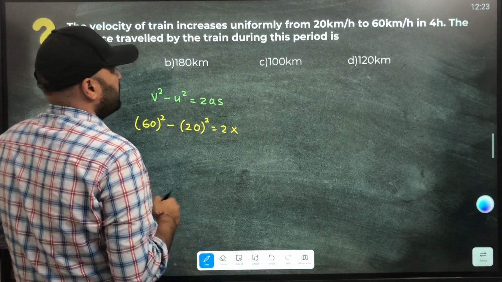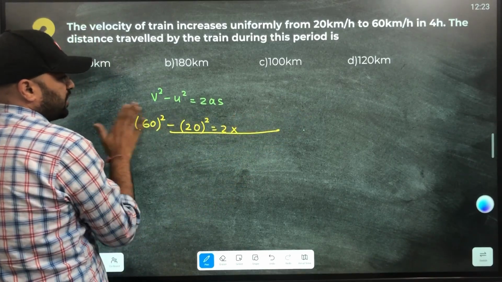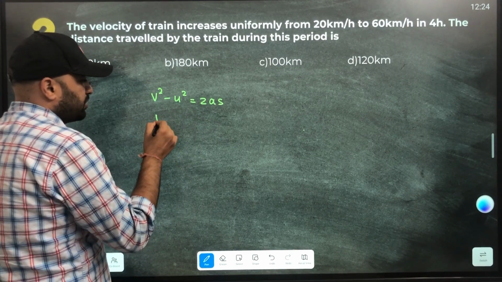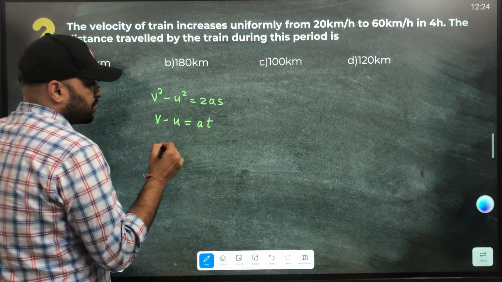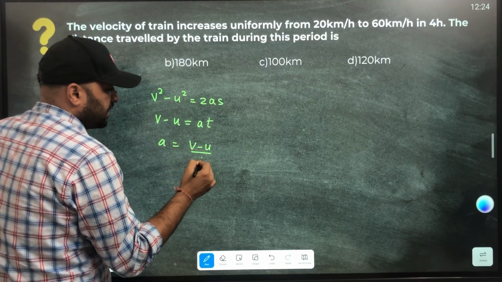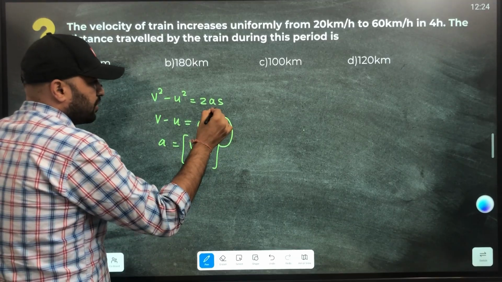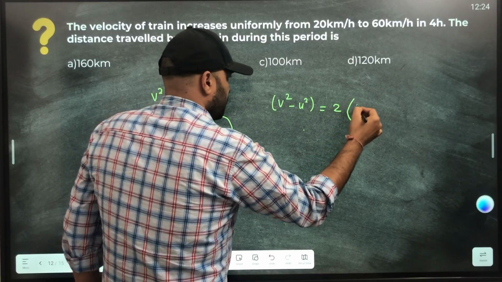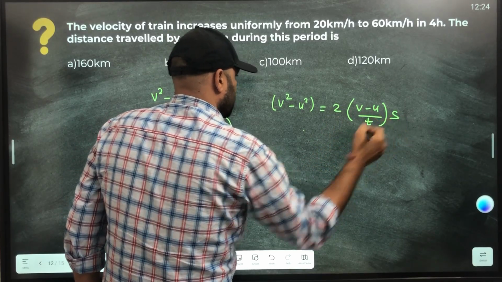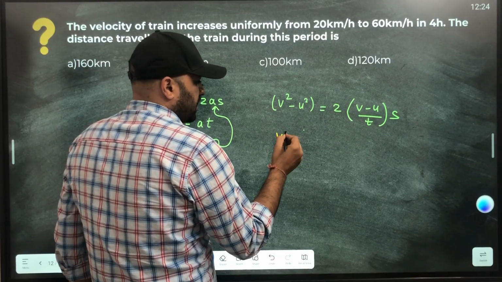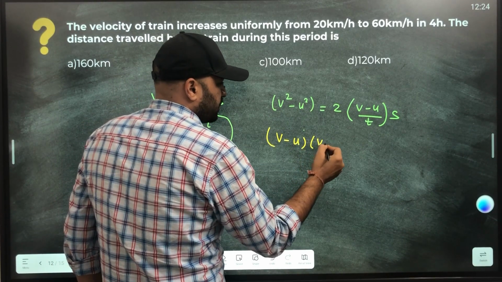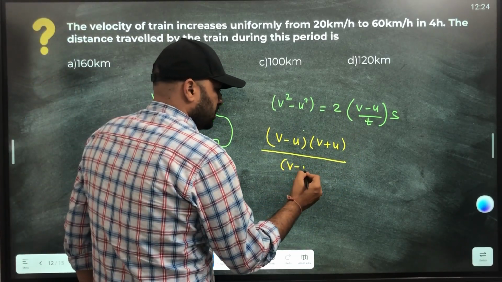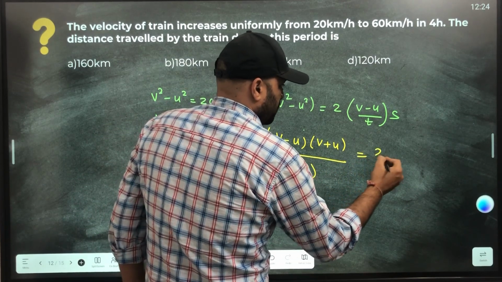Great. So then we have to first find the acceleration, right? And then solve it. So let me solve first. Let's figure out the acceleration first. To find the acceleration, we will use v minus u equals at. So a equals how much? V minus u by t. Let's substitute this over here. So v square minus u square will be equal to 2 into v minus u over t into s, distance, right? And v square minus u square can be written as v minus u into v plus u. Correct? Whole divided by, what is v minus u? V minus u is here and that will be 2 upon t into s.